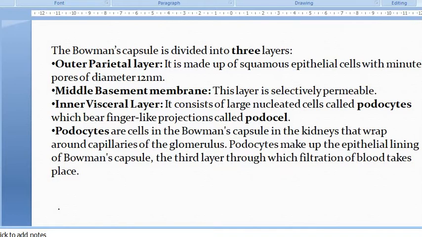The next layer is the inner visceral layer, which consists of large nucleated cells called podocytes. They possess finger-like projections called podocels. They are also called foot processes of podocytes. Podocytes are the cells in the Bowman's capsule in the kidney that wrap around the capillaries of the glomerulus.